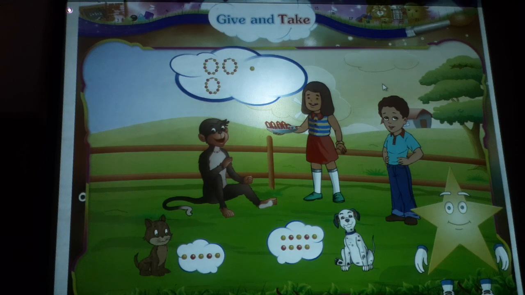Now Starry, how many beads are left with Sonu? She has 3 strings of 10 beads and 1 single bead. Nandu wants to make a necklace. For that, he wants 10 beads. It's easy to give 10 beads to Nandu. Sonu has to give just 1 string of 10 beads. So now 2 strings of 10 and 1 single bead remain with Sonu.